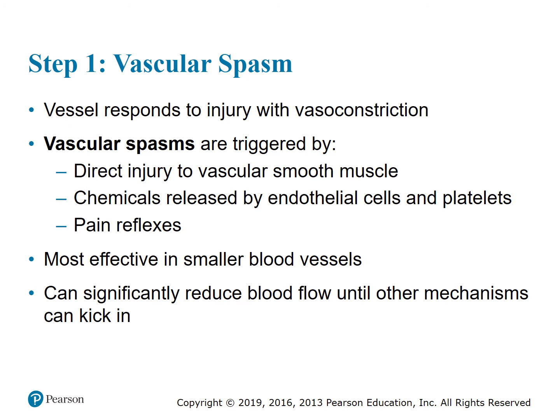Step 1, vascular spasm. The vessel responds to injury with vasoconstriction. Vascular spasms are triggered by direct injury to the vascular smooth muscle, chemicals released by the endothelial cells and platelets, and pain reflexes. It's most effective in smaller blood vessels and can significantly reduce blood flow until other mechanisms can kick in.